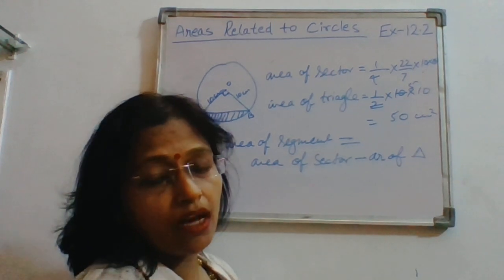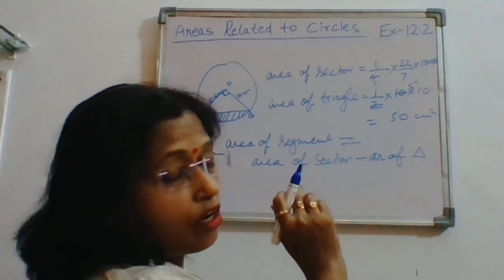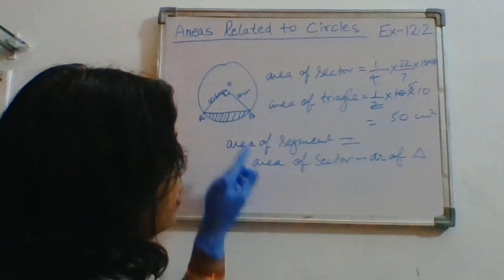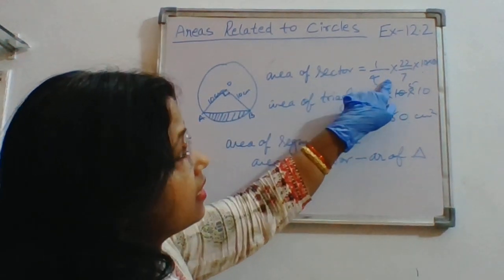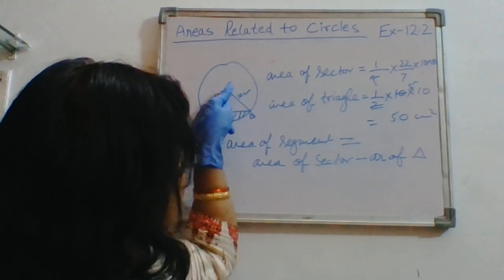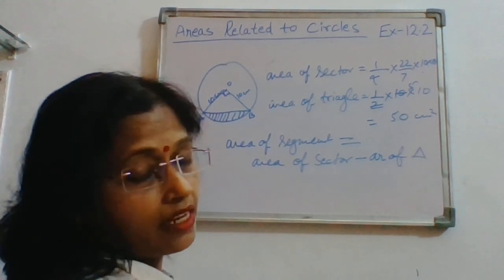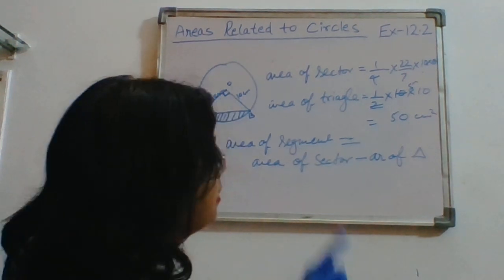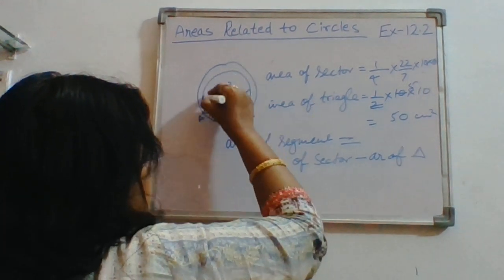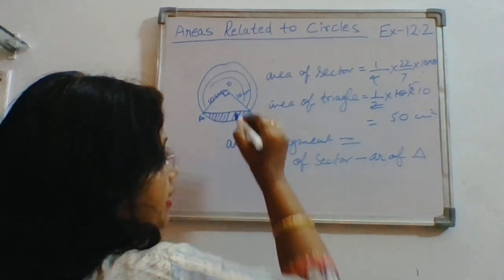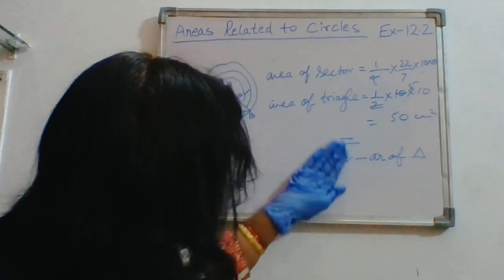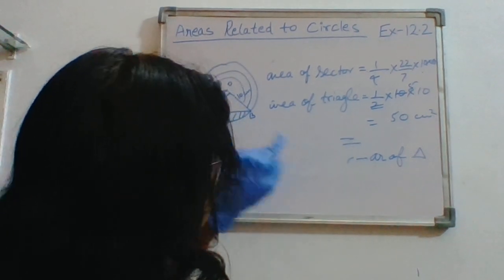And now they are asking to find the area of the major sector. We have already calculated the area of the minor sector. So if from the area of the circle we subtract the area of the minor sector, that will be the area of the major sector. The major sector will now be represented as BA. AB is your minor arc and BA is your major arc.